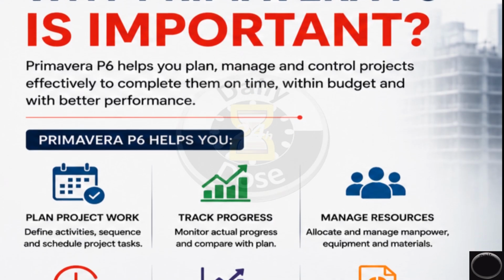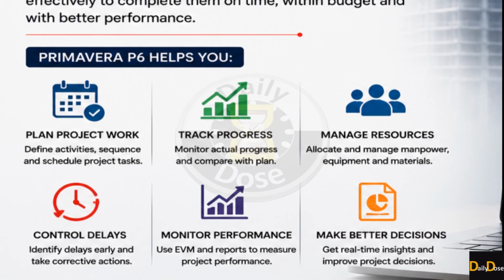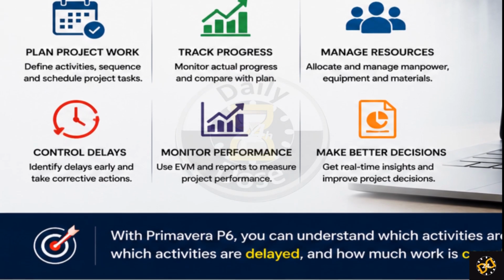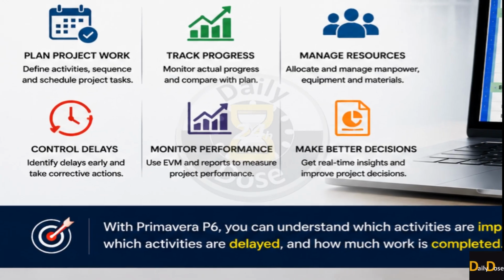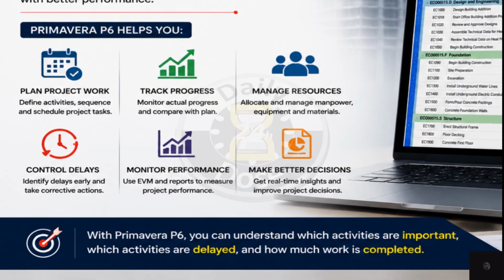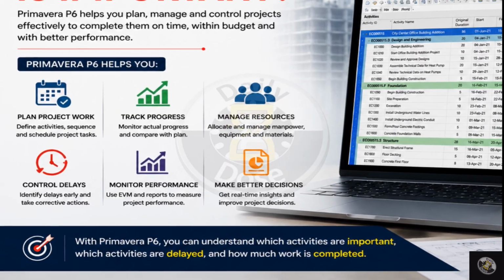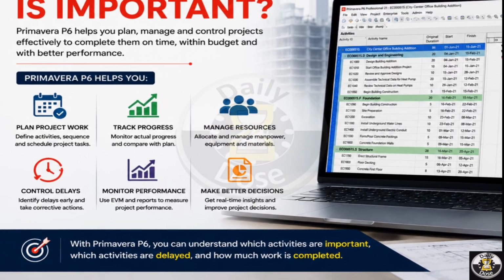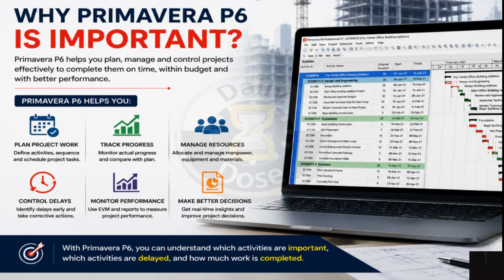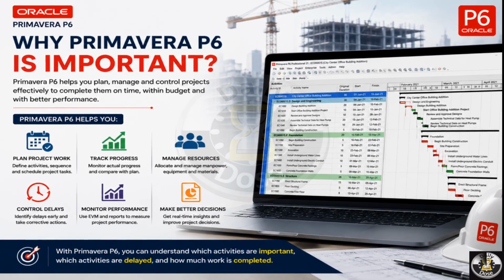Why is Primavera P6 important? Primavera P6 helps us organize project activities properly. It helps us plan project work, track progress, manage resources, control delays, and monitor project performance. With Primavera P6, we can understand which activity is important, which activity is delayed, and how much work is completed.